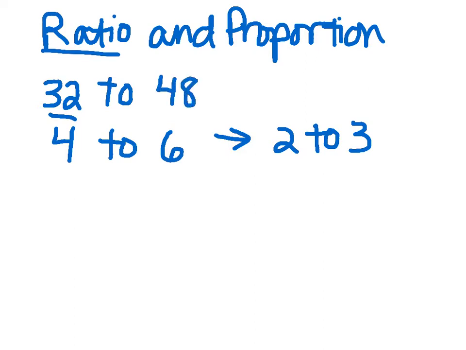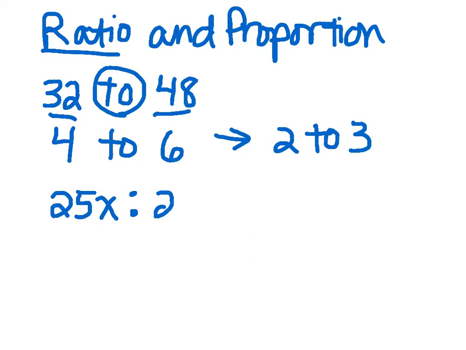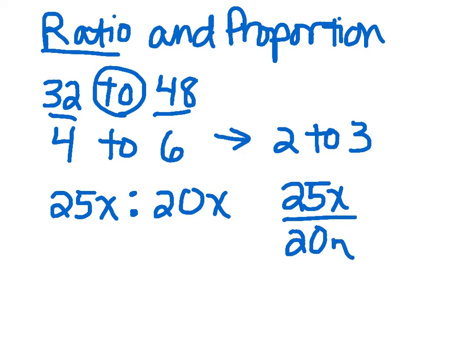So we can use this too. We can also use the colon, 25x to 20x. Now, to say simplifying, that's just really fancy for reducing the fraction. Although you haven't seen many variables when we've talked about ratio before, this means 25x to 20x. The x's cancel out, and this leaves a ratio of 5 to 4.